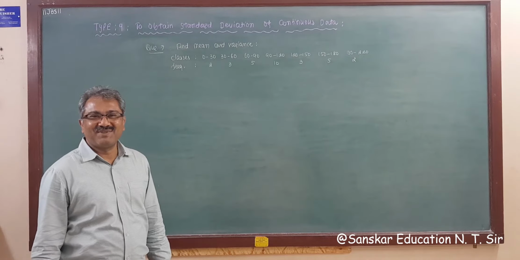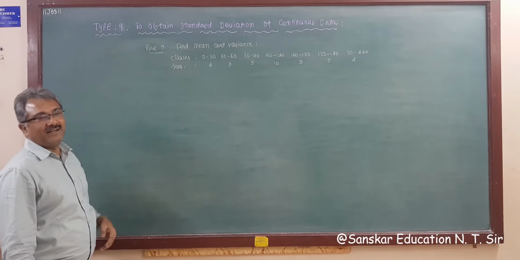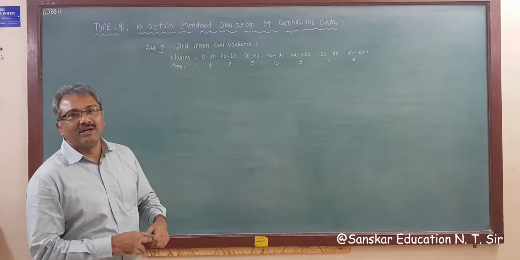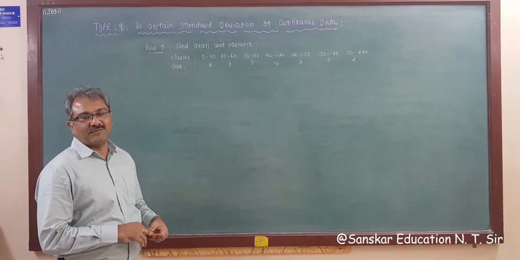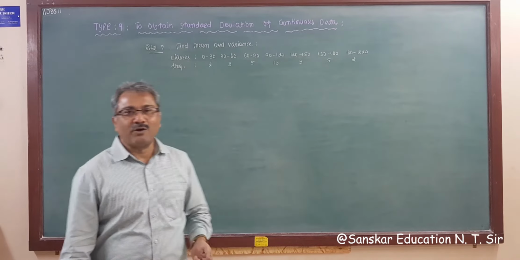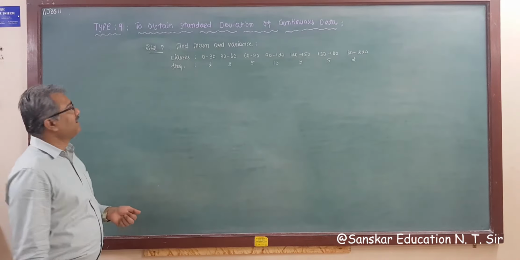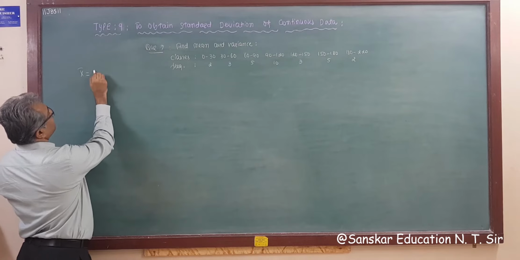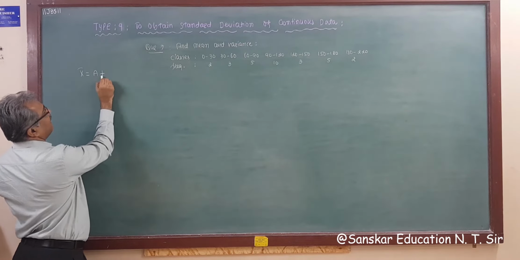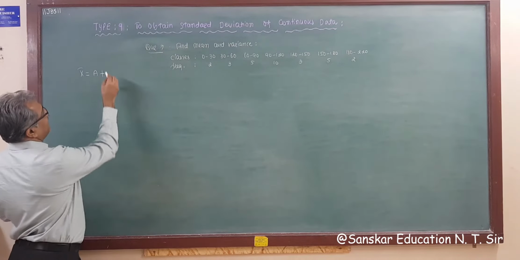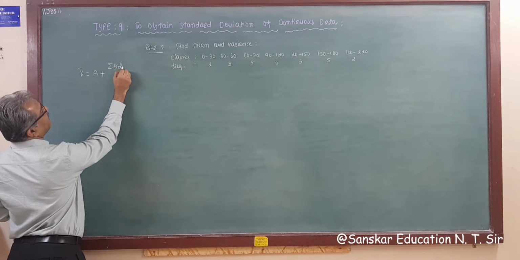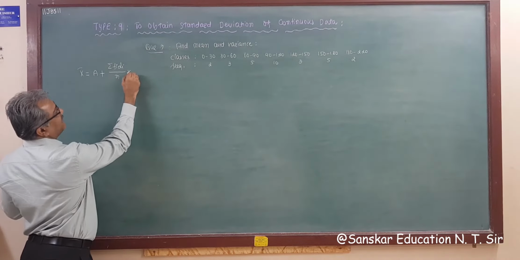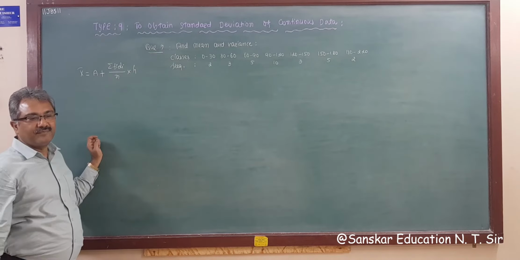Good morning. Today we are starting with type number 9, to obtain the mean, variance and standard deviation for continuous data. You know the formula for mean and variance for continuous data. The mean x bar is equal to a plus sigma fi di upon n, into class length h. This is x bar, right?